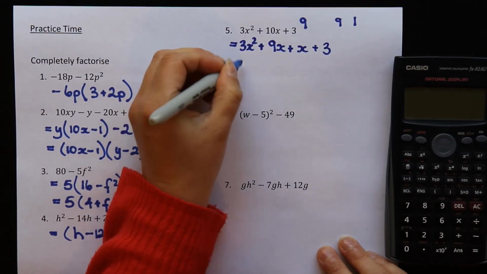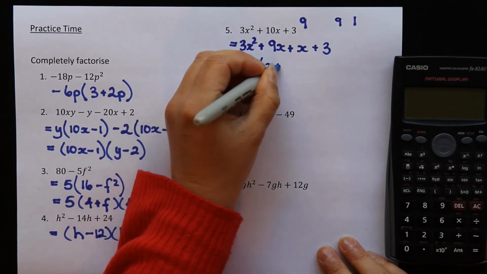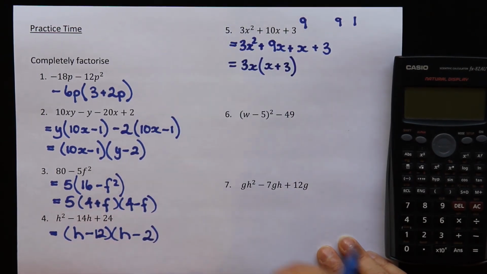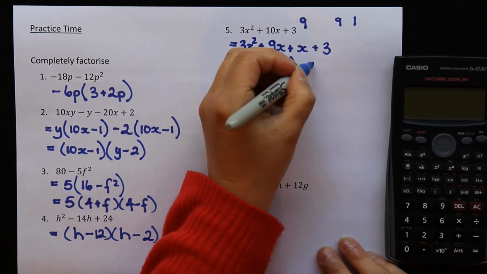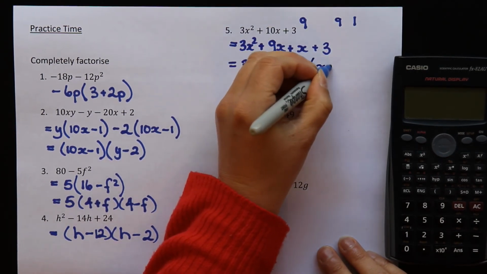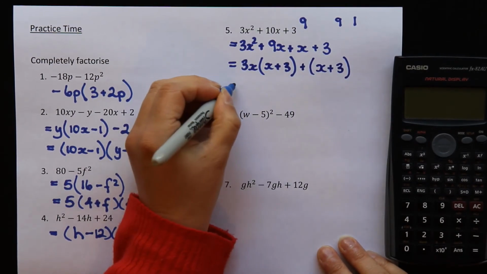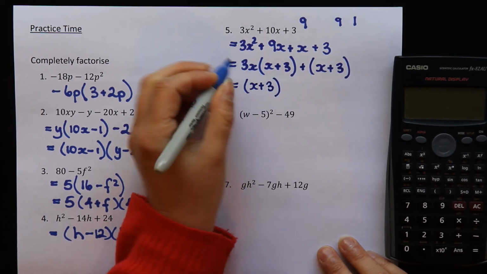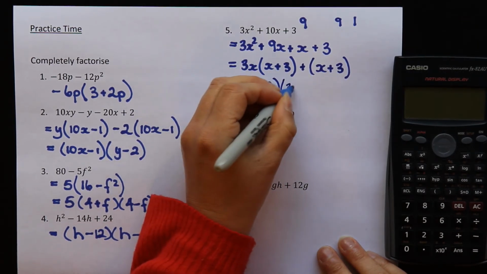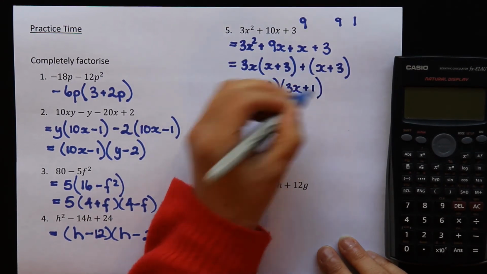So the first two terms I can factorize 3x out of, which will give me an x plus 3. Nothing factorizes out of these, but if I put a plus and I just put them in brackets as they are, then you can see that I have got x plus 3 as a factor. And that would give me 3x from here, and this I would put a plus 1.